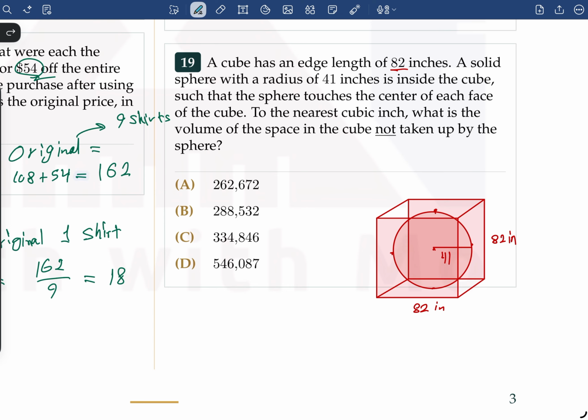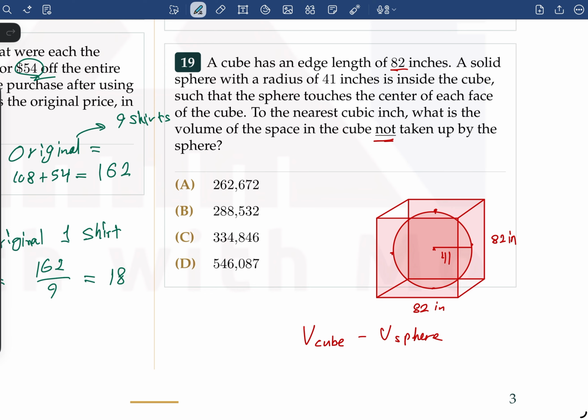And here, the question says, to the nearest cubic inch, what is the volume of the space in the cube not taken up by that sphere? Which means that's subtraction. We need to get the volume of the cube minus the volume of the sphere to get the space which is not taken by the sphere. So how can we get this? We can get the volume of the cube minus the volume of the sphere.